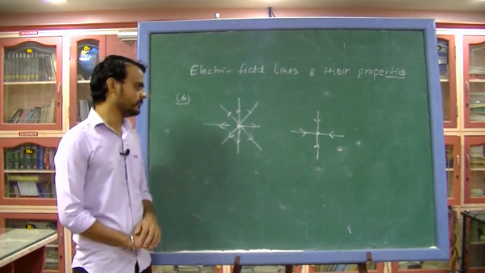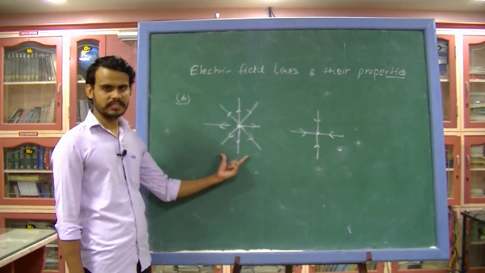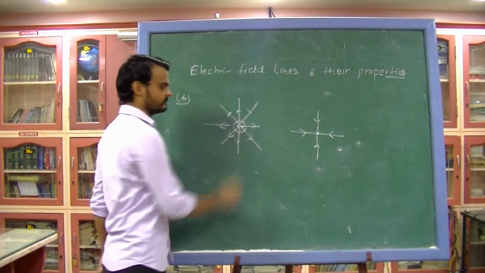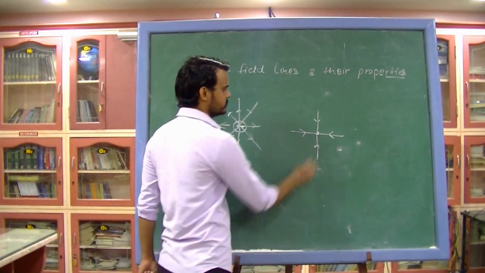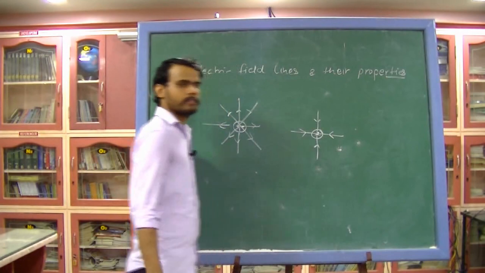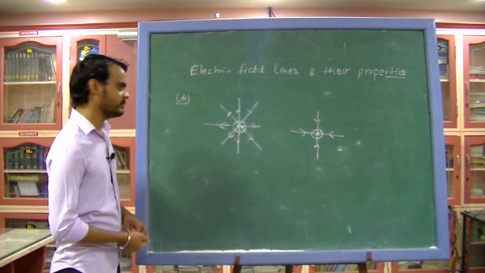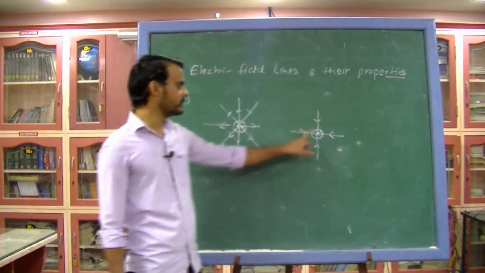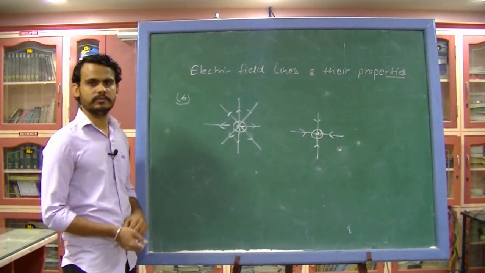From here, if I ask you which of the following charge is positive, as you can see from this charge the electric field lines are originating, so this charge will be positive charge, and on this charge the electric field lines are terminating, so this will be negative charge. So again I repeat, electric field lines, their properties, first property is electric field lines originate from the positive charge and they terminate on the negative charge. Second property is they are also called as electric lines of force.